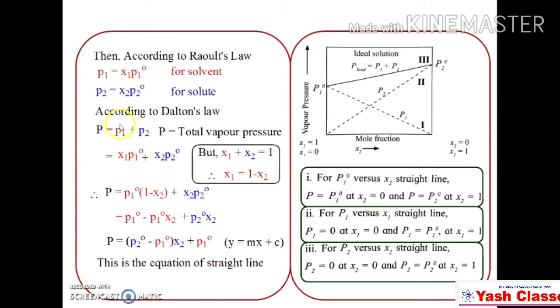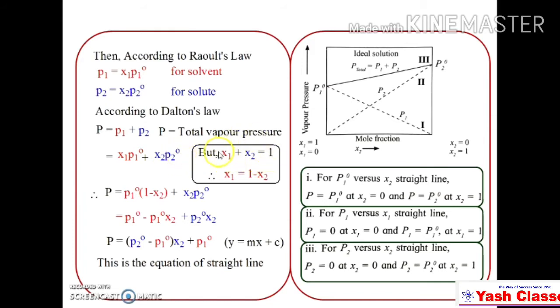Now when we substitute the value of P1, that is P1 is equal to x1 into P1 0, as well as the value of P2, that is P2 is equal to x2 into P2 0, then the total pressure is the sum of these two terms, that is x1 into P1 0 plus x2 into P2 0.